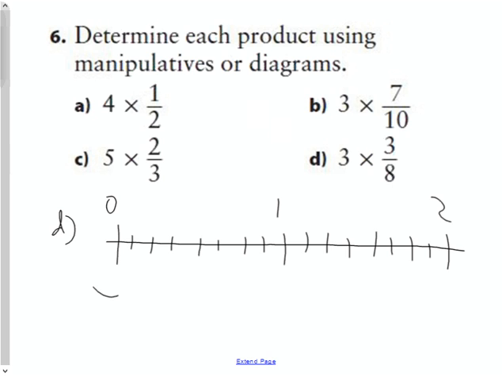So now I need to have 3 groups of 3/8. So my first group will be here. My second group will be here. And my third group will be here. Where do I end up at? I end up at 1 and 1/8. Or if you wanted to, you could have said 9/8.